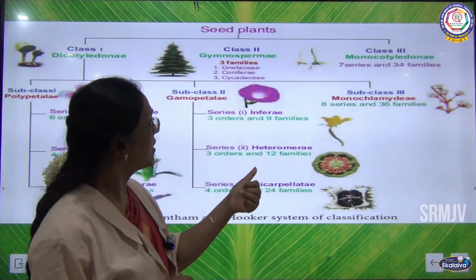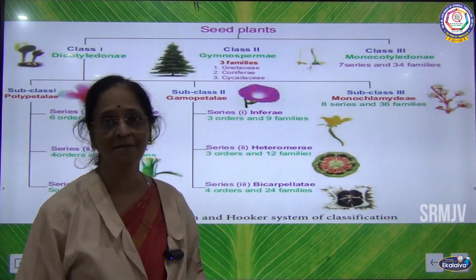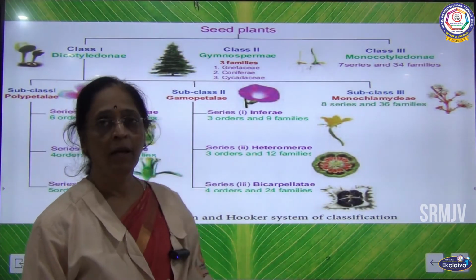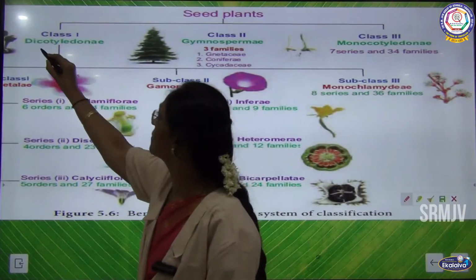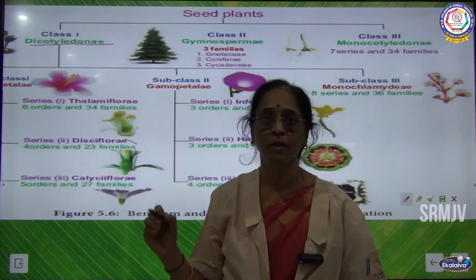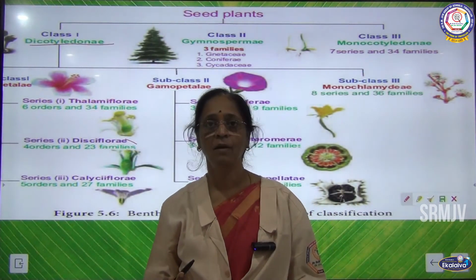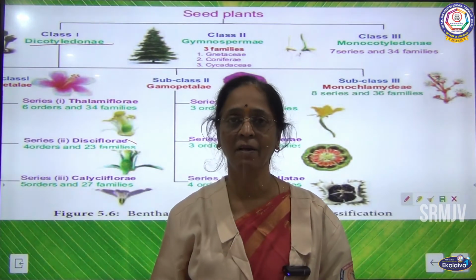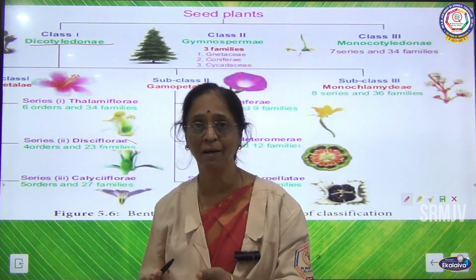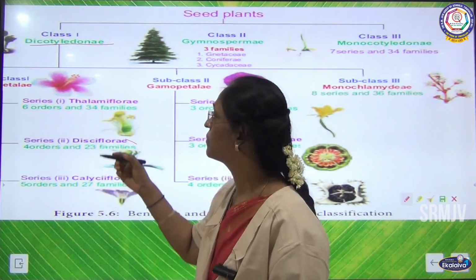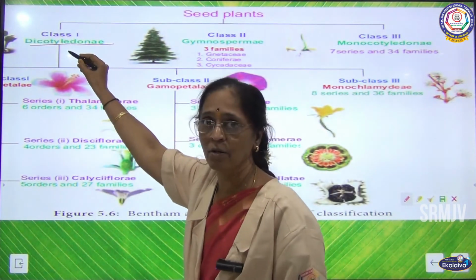Bentham and Hooker classification, they have divided the seeded plants, that is the angiospermic plants, into three classes. It's called as dicotyledonous. The word itself tells, dicotyledonous is the plants which are having two cotyledons, and we'll find that the root system will be a taproot system, the flowers will be pentamerous or tetramerous. So, class 1 is dicotyledonous.